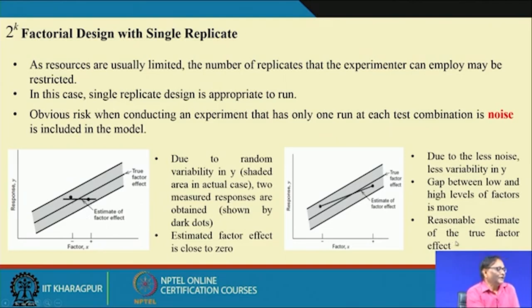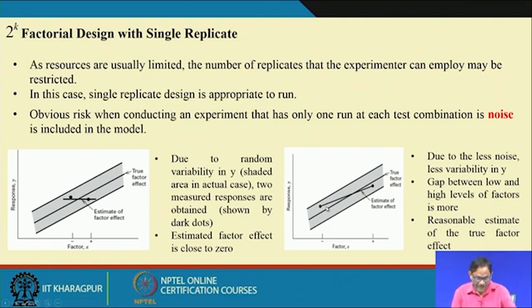Now, if you have more number of observations, what happens? This estimated effect line will become closer to the true effect. Here, due to less noise, less variability in y, the gap between low and high level of factors is more, and it is a reasonable estimate of the true factor effect.